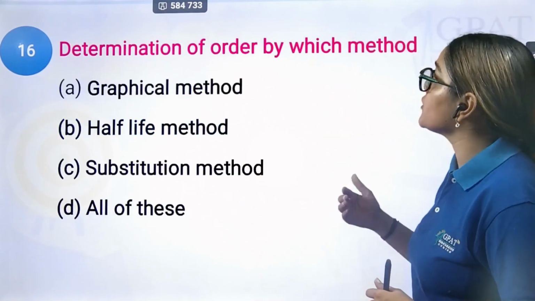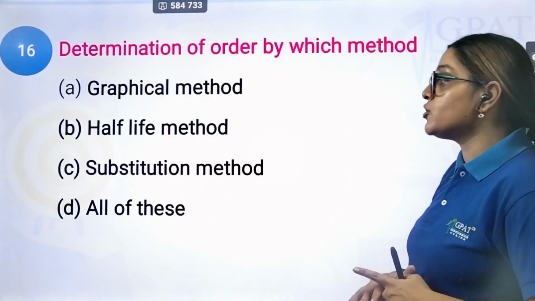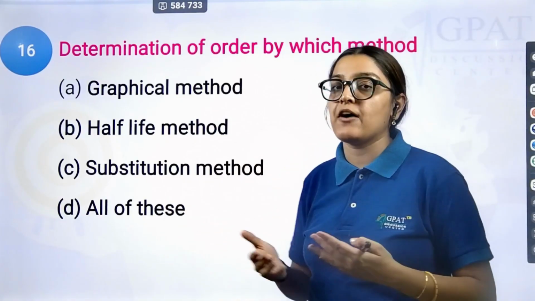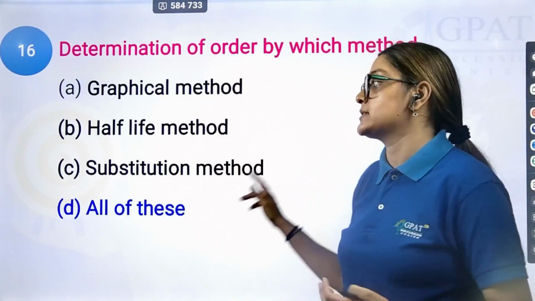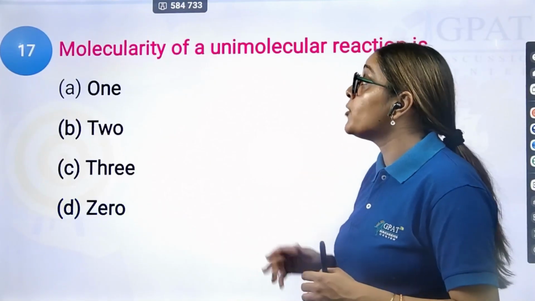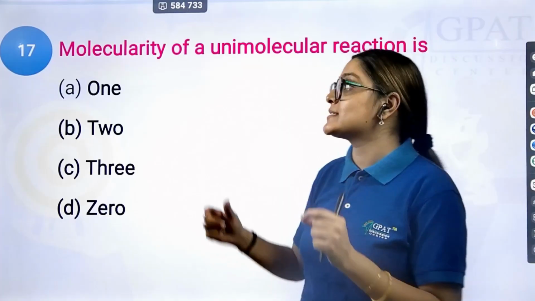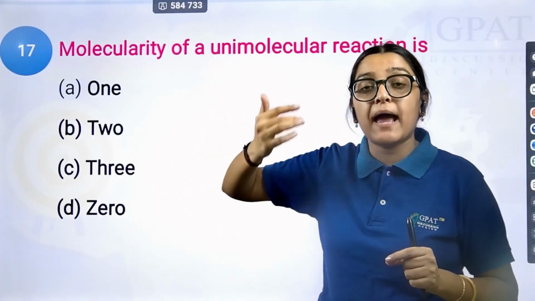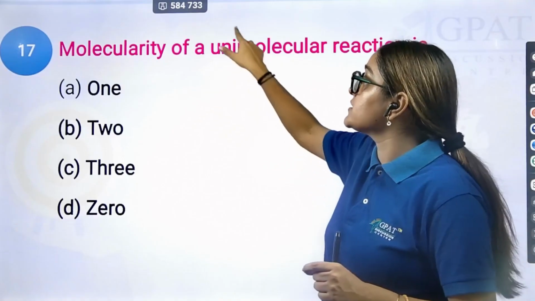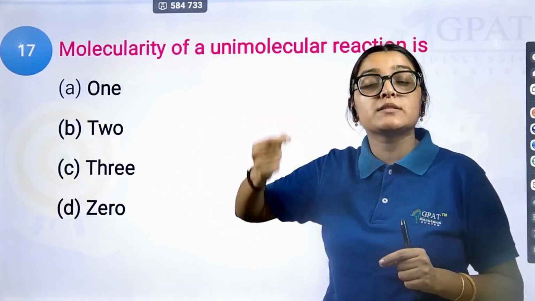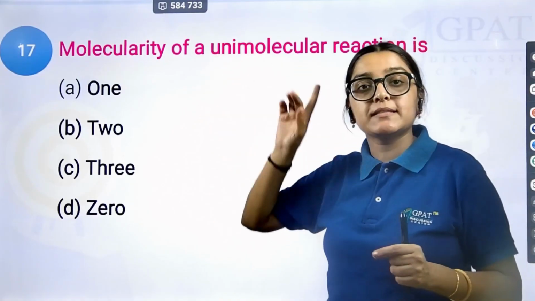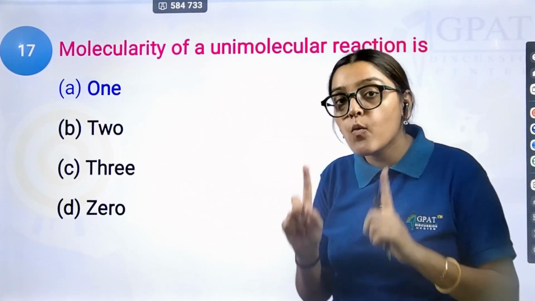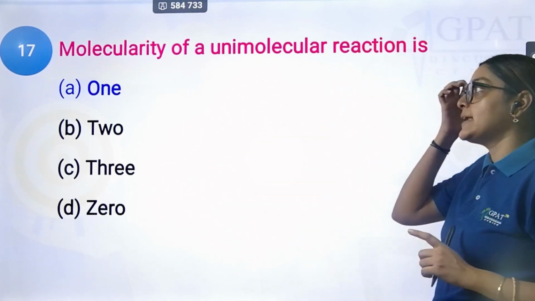Next, determination of order by which method? So order can be determined by the graphical method, substitution method, or even the half-life method. All of them are correct. Okay. Next, molecularity of a unimolecular. See, we have unimolecular, bimolecular, such types of reactions. The name suggests how many molecules are involved. So uni means single. So molecularity of a unimolecular will be none other than one molecule.